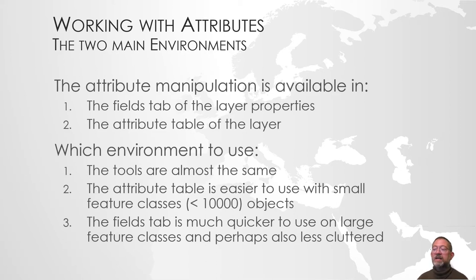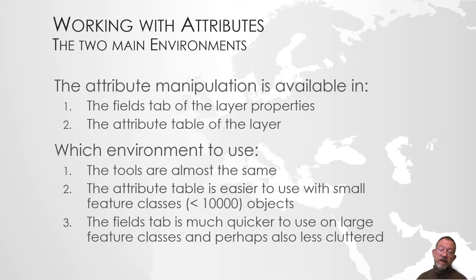You can think of the fields tab as being a more database backend tool. And basically, I would say that if you have a small data set, let's say less than 1,000 objects, 10,000 objects perhaps, you can easily manipulate them in the attribute table. That would probably be the easiest. If you have large data sets, such as all the addresses in Copenhagen and Frederiksberg, which is about 500,000, then it's much quicker to do it using the fields tab in the properties.